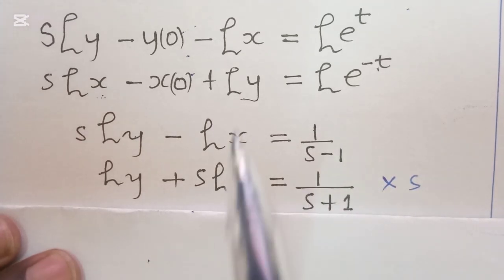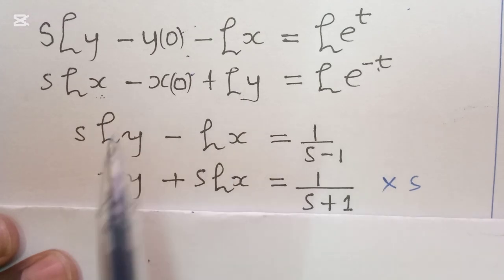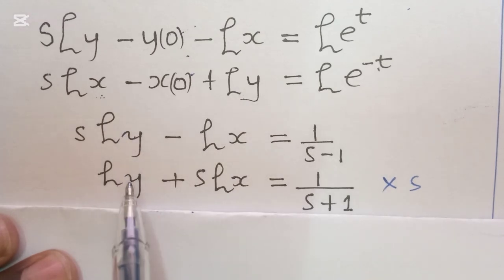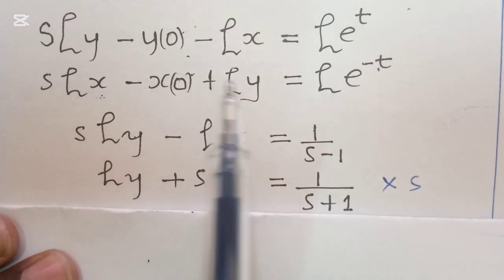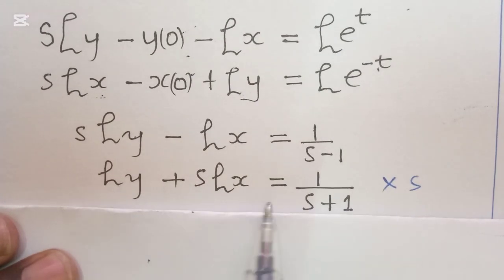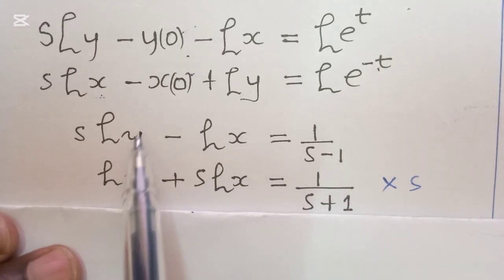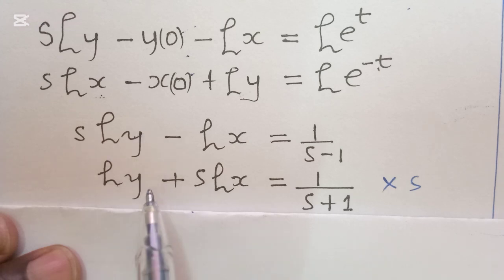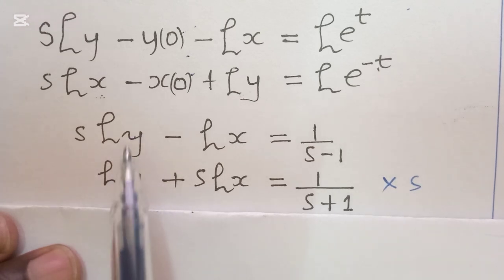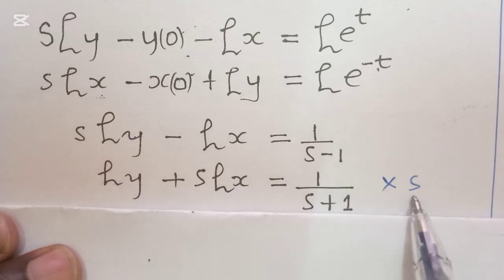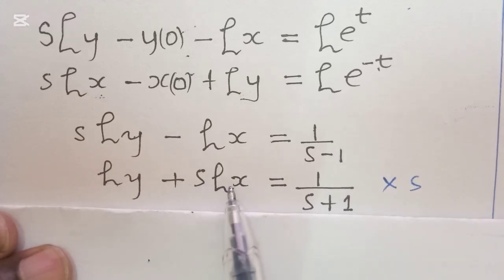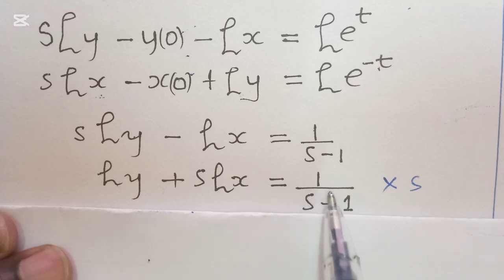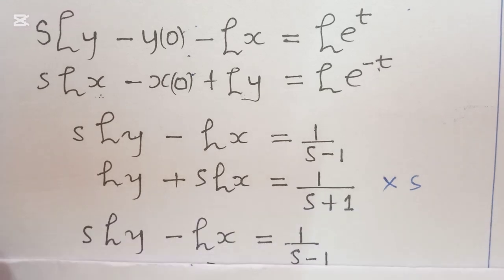Guys, we also have rearranged this equation so that we have like terms in the same column. I have rearranged this and brought it here, and this one I have brought it here. Just as we do in simultaneous equations, when we want to eliminate y, we multiply by a number so that the terms are equal. So we have to multiply by s here. So you get s Laplace transform of y plus s squared Laplace transform of x is equal to s all over s plus 1. And this is what is here, guys.